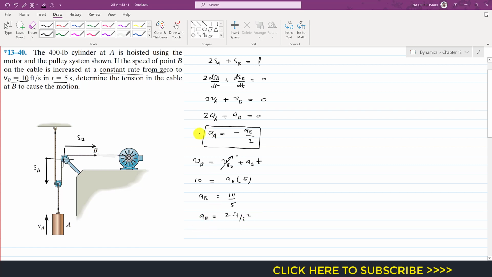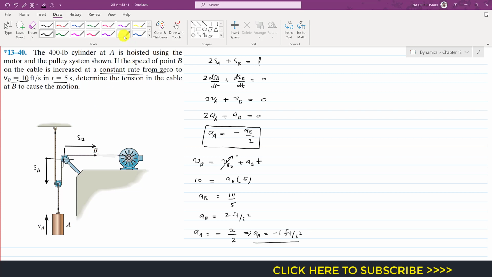So using this equation we can find AA. AA is equal to minus 2 divided by 2. So from this we get that AA equals minus 1 feet per second squared.